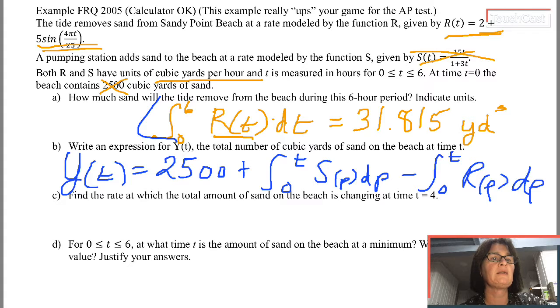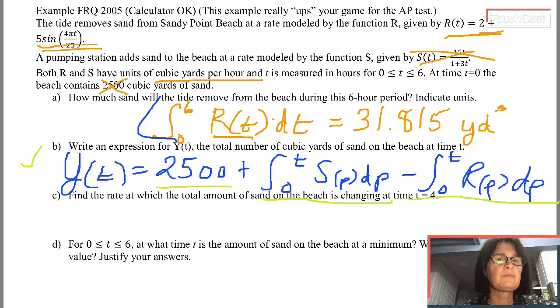So the amount of sand on the beach depends on, that's my final answer, I'm just going to highlight here: the amount of sand I started with, plus the amount of sand that comes onto the beach from time 0 to t, minus the amount of sand that goes away from the beach from time 0 to time t. So this is my expression.